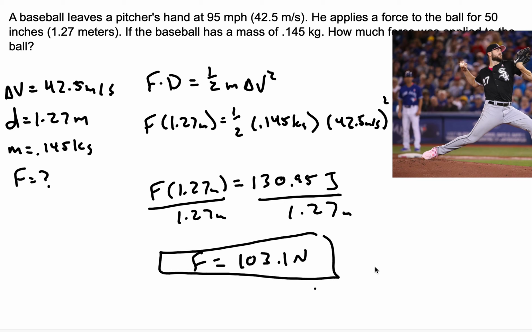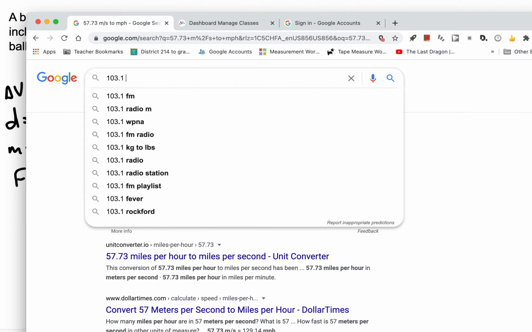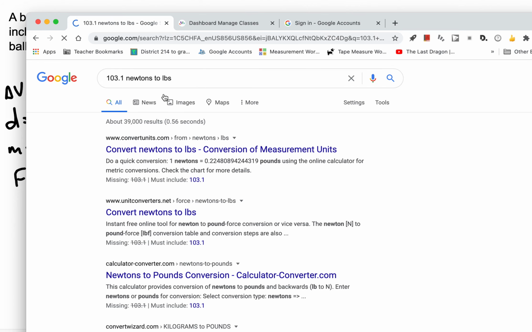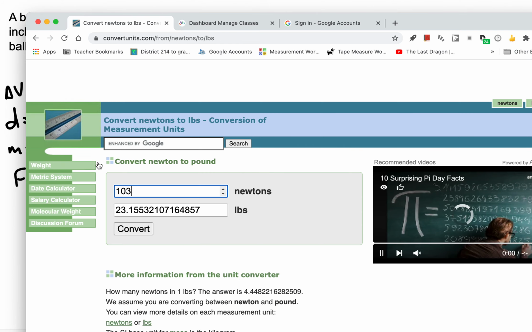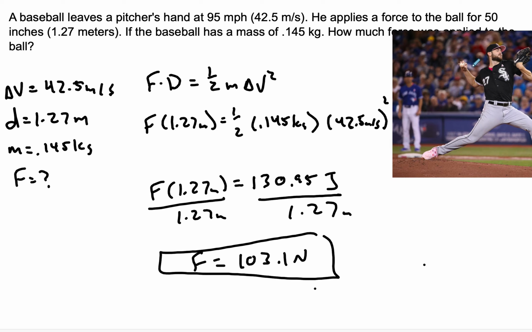There we go. So, if we converted that, you guys, into pounds, there are people writing, so I don't want to cover it up yet. Okay, so if I converted that, 103.1 newtons to pounds. What? Why didn't it just give me the conversion? That would be 23 pounds of force. So you could see he's not actually applying a ginormous force to that baseball, right?